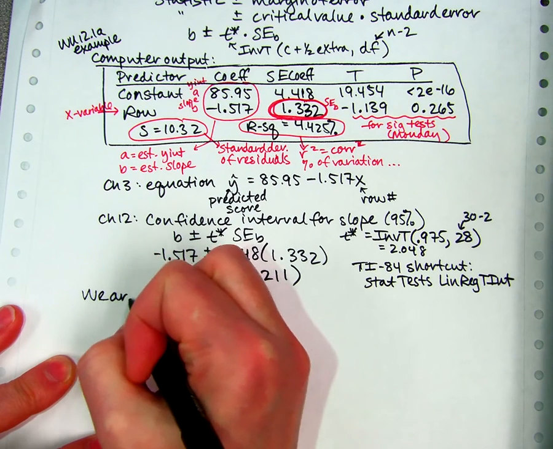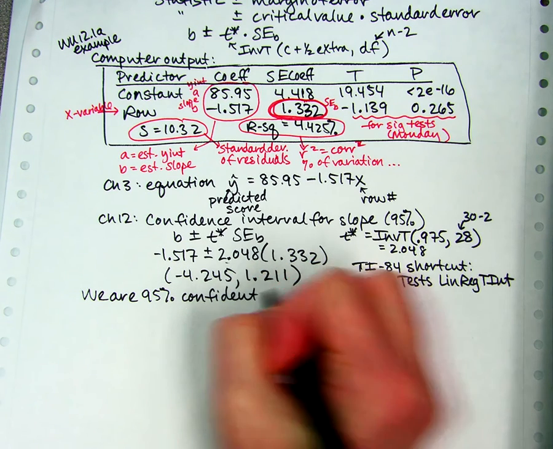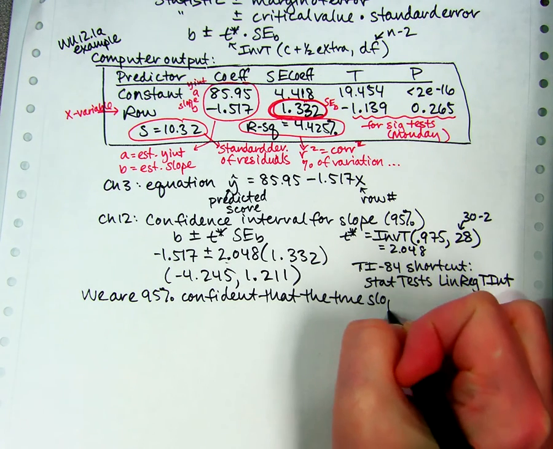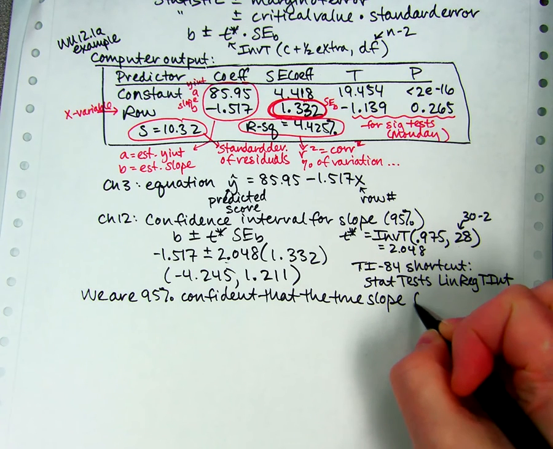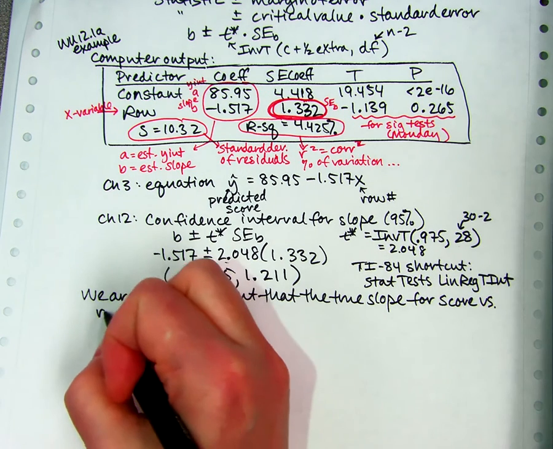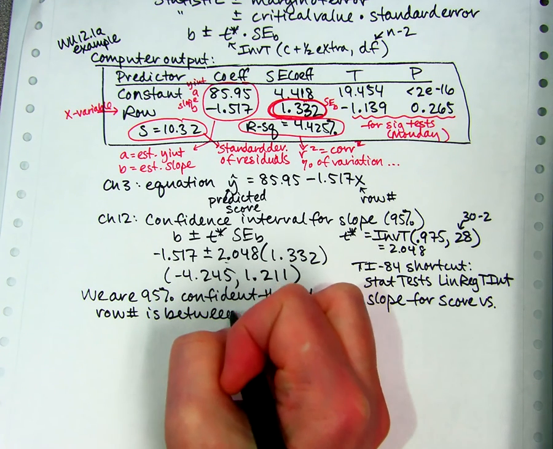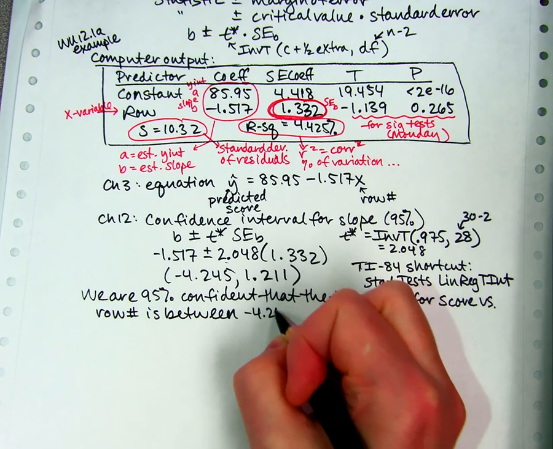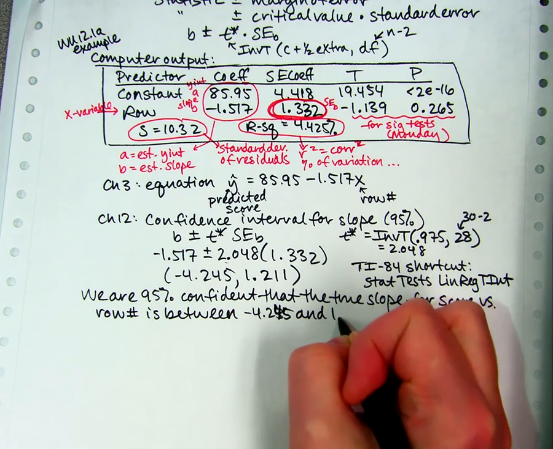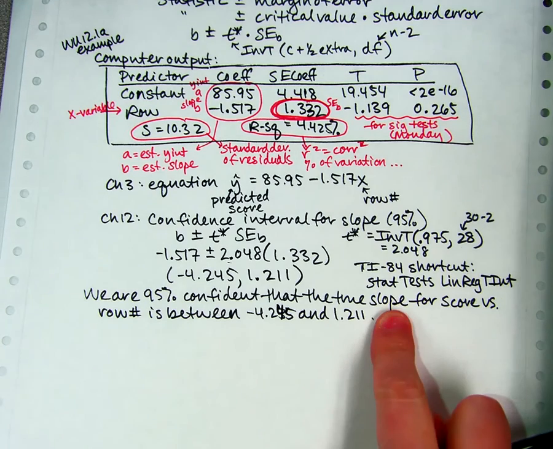We are 95% confident that the true slope for score versus row number, that's the context, is between negative 4.245 and 1.211 or 2. So you could get even better than that by interpreting what this slope means.